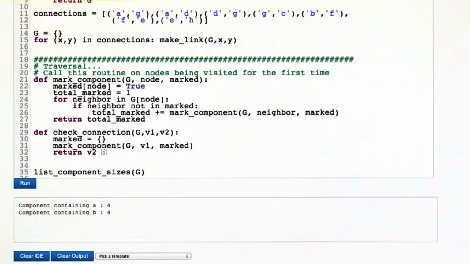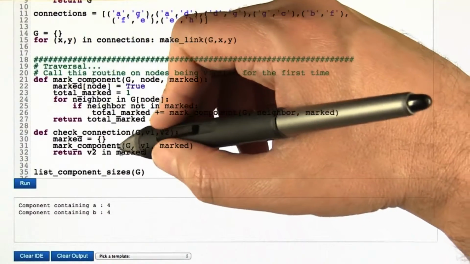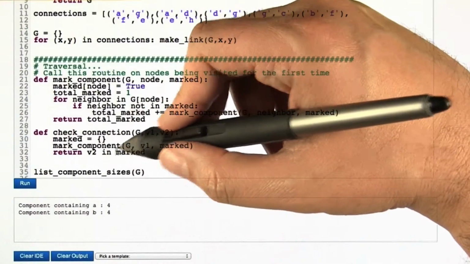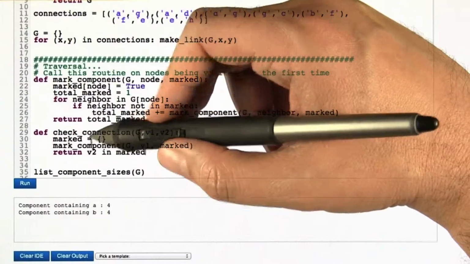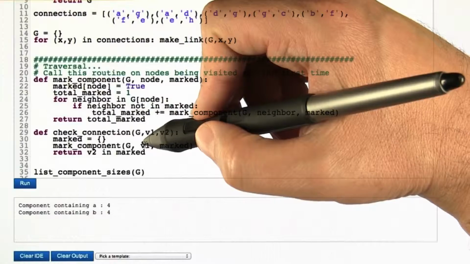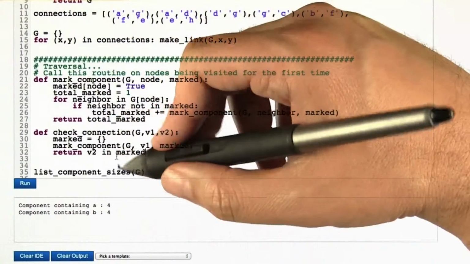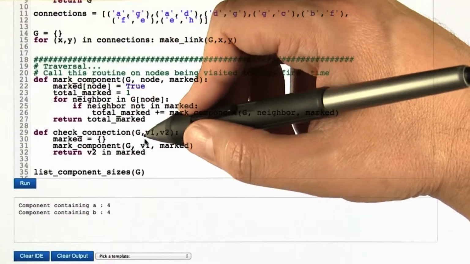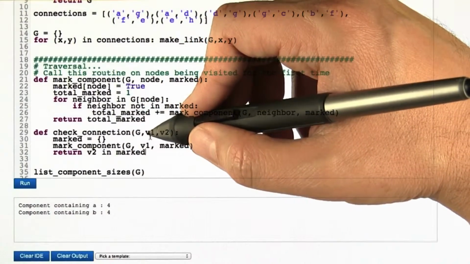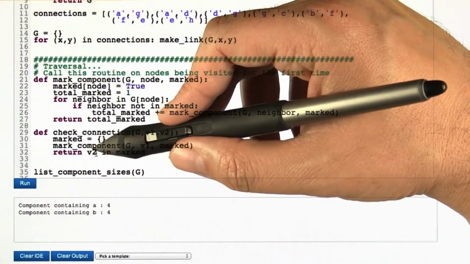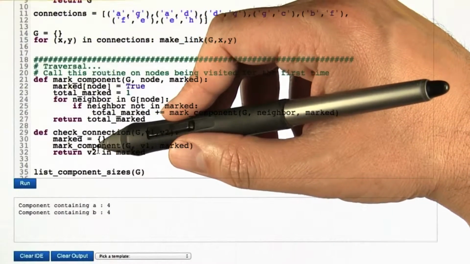v2 in. So what this does is it checks whether the node v2 that we've been given as input was one of the nodes that got marked when we were spreading things out from v1. So it starts at v1, spreads things through the graph like some kind of an infection or a good idea. And when that's all through, all we have to do is look to see whether v2 was one of the things that got infected in the spread.